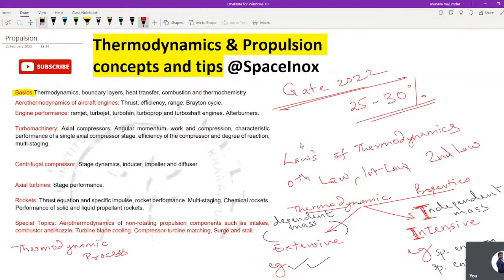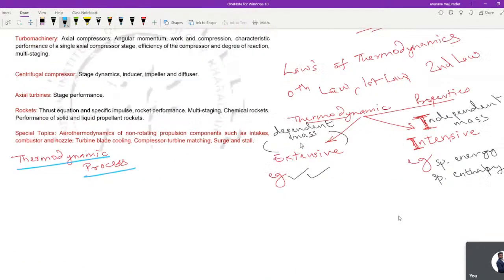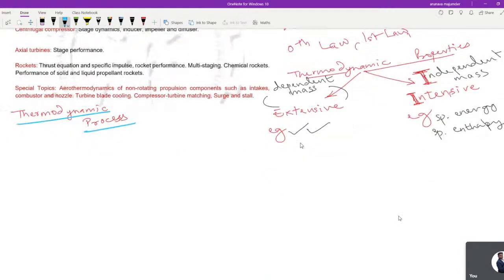Okay, we used to get questions on thermodynamic processes. So basically, what is a thermodynamic process? You cannot skip this point as well. There are a lot of different types of thermodynamic processes, right? So when we talk about process and path, we will discuss that also.